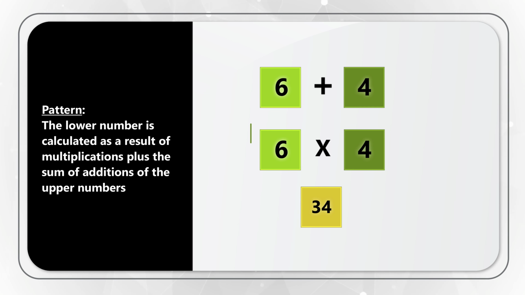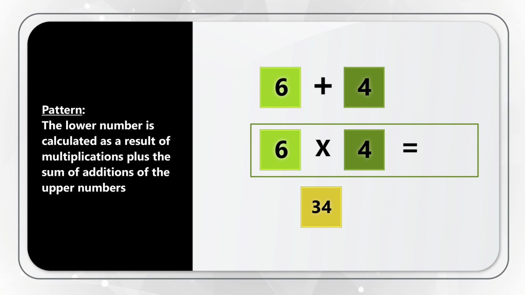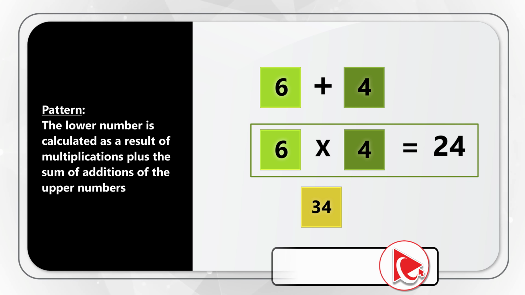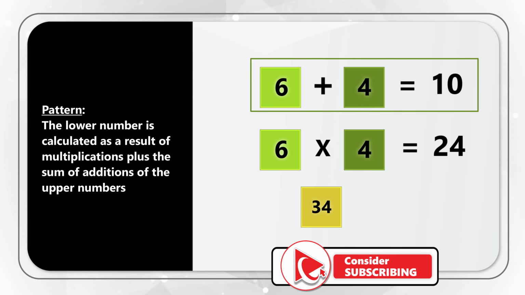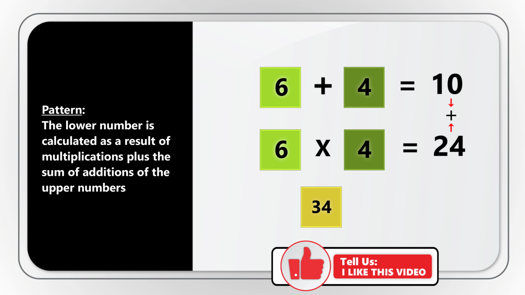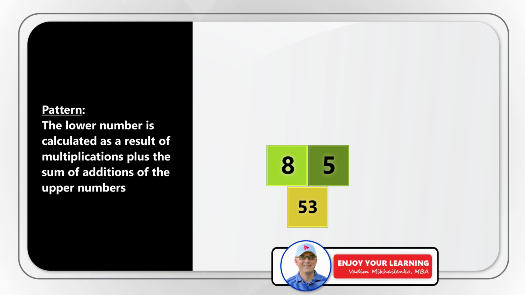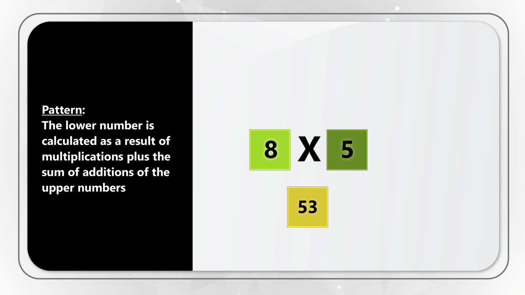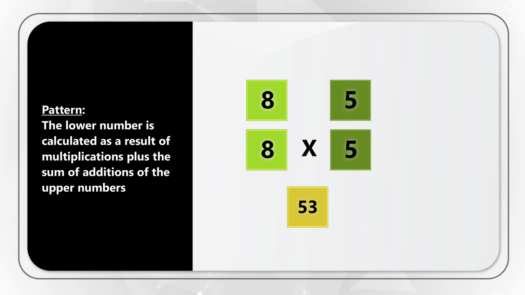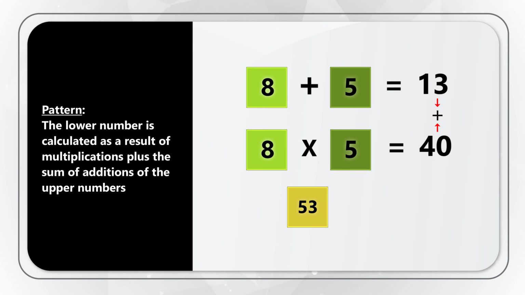For example, the first set of numbers is calculated as 6 multiplied by 4 plus the sum of 6 and 4, which would equal 24 plus 10 and equals 34. The next set of numbers is calculated as 8 multiplied by 5 plus the sum of 8 and 5, which would equal 40 plus 13, which would be equal to 53.